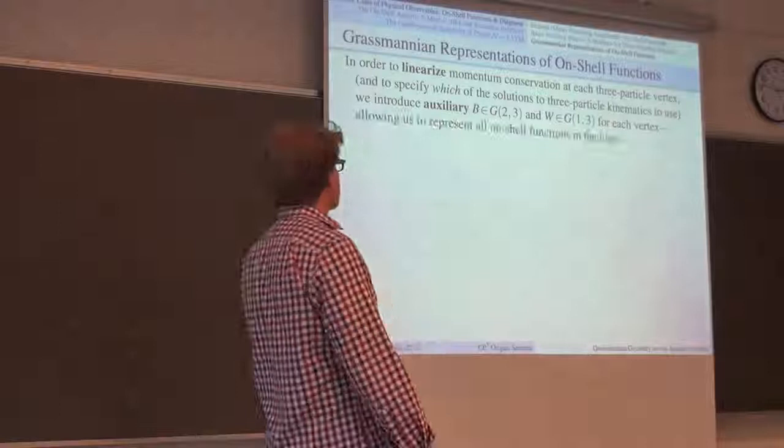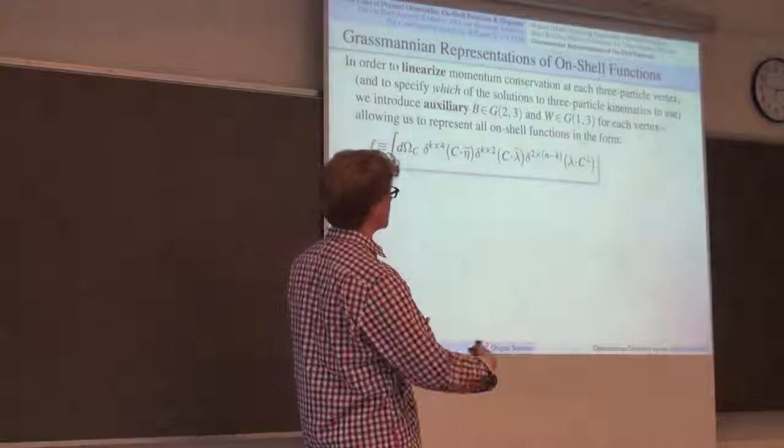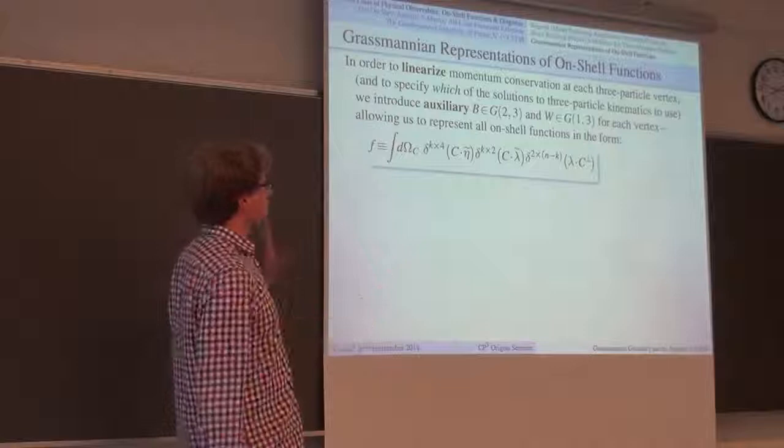And when you start doing that, what you end up getting is all these little 2 by 3 matrices and these little 1 by 3 matrices, and now doing the phase space integrals just eliminates rows of this matrix. Momentum conservation is now entirely linear in terms of some big auxiliary matrix. So let me show you the way this looks.